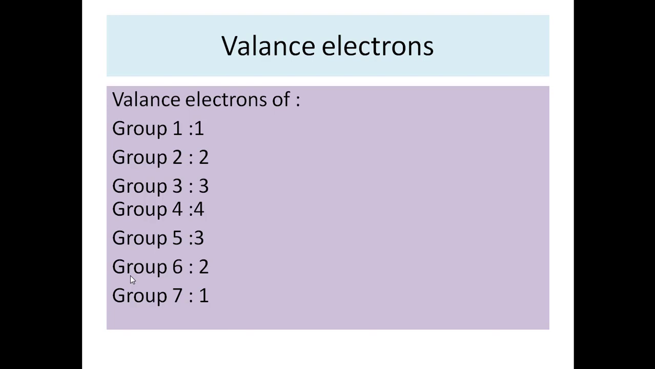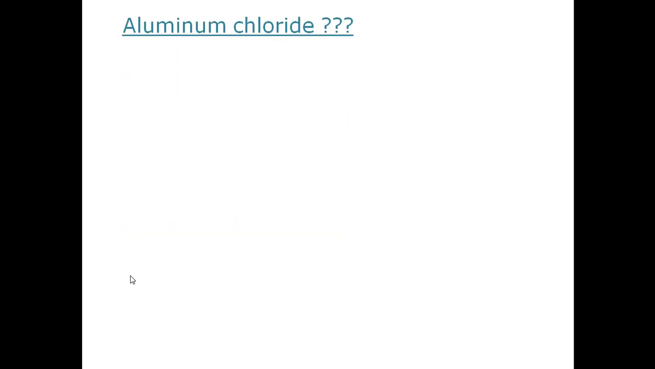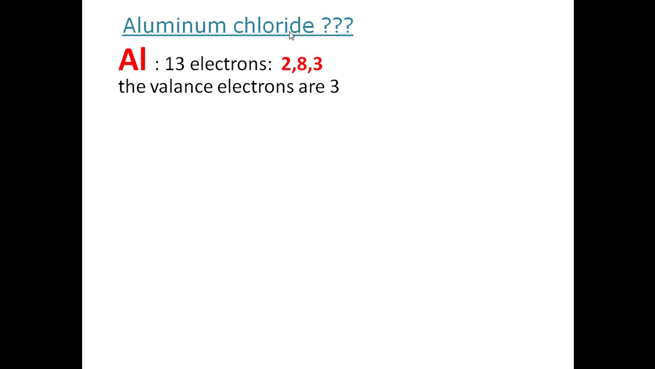Okay, but why do we need this? What is the relation between the valence electrons and naming of ionic compounds? The answer is coming. So let's take the first example. If I ask you, write the formula of aluminum chloride. You go to the periodic table and then determine the number of electrons for both aluminum and chlorine atoms. So aluminum from the periodic table has 13 electrons. If you look at the electronic distribution, it means it has 3 electrons in its outer shell. So the valence electrons in aluminum atom are 3.